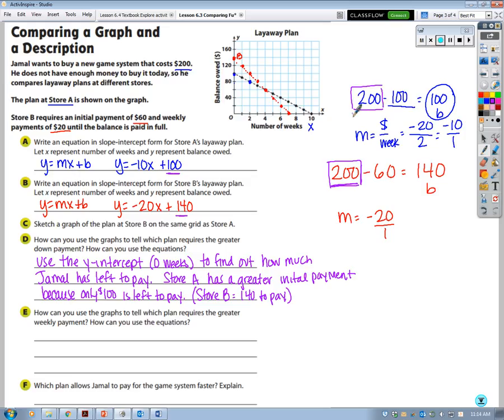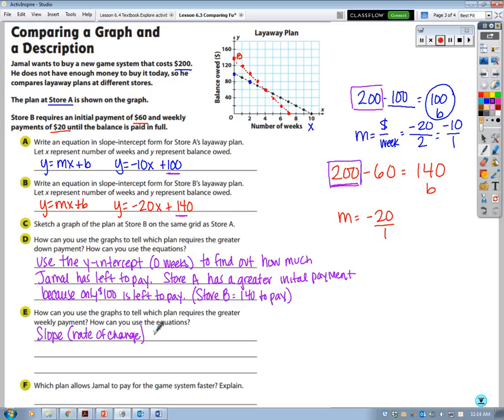So E is asking us, how can you use the graphs to tell which plan requires the greater weekly payment? How can you use the equations? So if you're looking at the graph, you're looking at the slope, right? So in this case, the one with the greater weekly payment will have a steeper slope. The slope, or rate of change, right, will be steeper for a greater weekly payment.